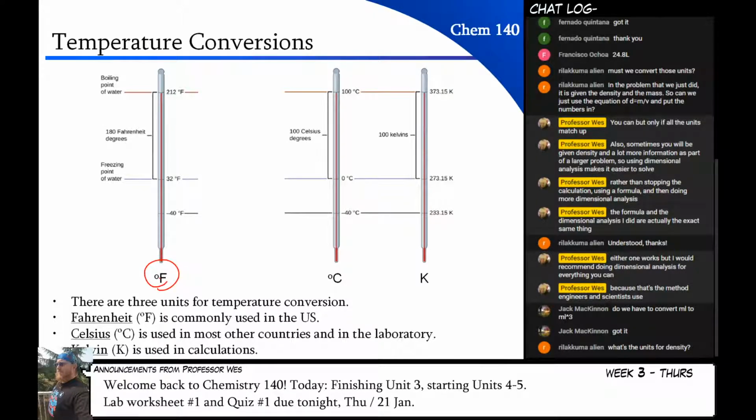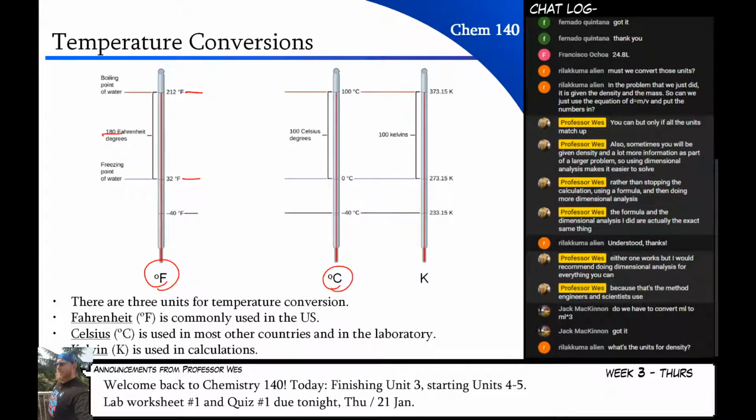But we still use Fahrenheit here, and Fahrenheit is bullshit. Fahrenheit is not a useful unit in chemistry, and the reason for that is because the number of degrees between the 2 bars that we have set, which are the boiling point and the freezing point of water, is kind of a weird number, 180.